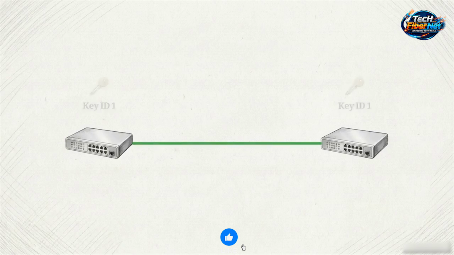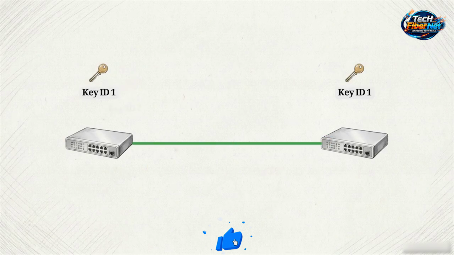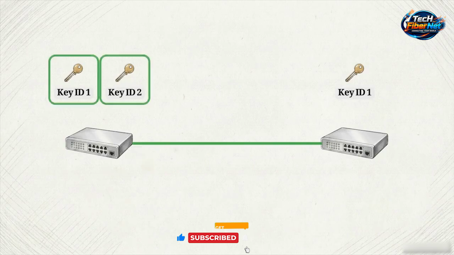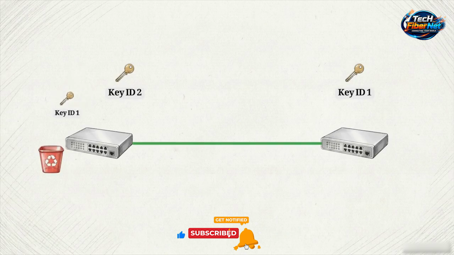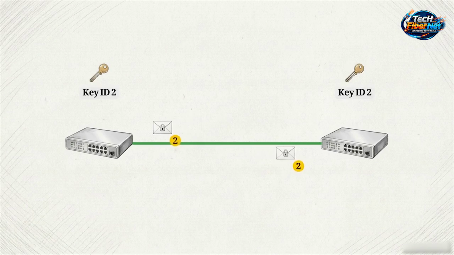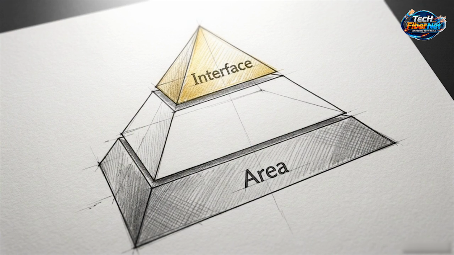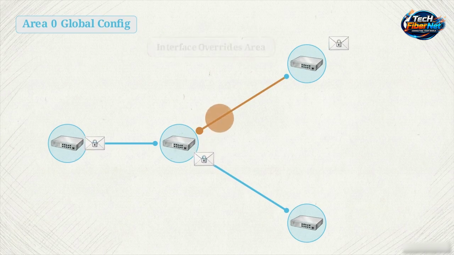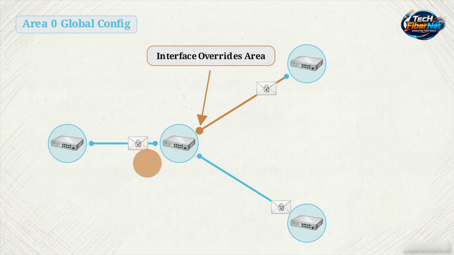Key IDs allow network engineers to configure a second key on the interface. The router will send packets using the new key while still accepting the old one, letting you seamlessly rotate passwords without dropping the live OSPF adjacency. The CLI operates on a strict configuration hierarchy rule. Interface-level configurations will always override area-level configurations. If one specific interface requires a different authentication type than the rest of Area 0, configuring the type directly on that interface takes absolute precedence over the area command.